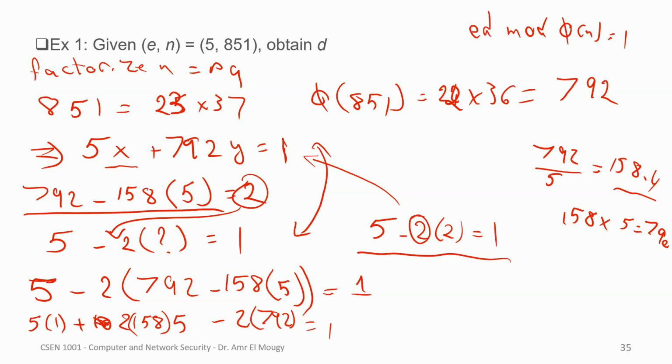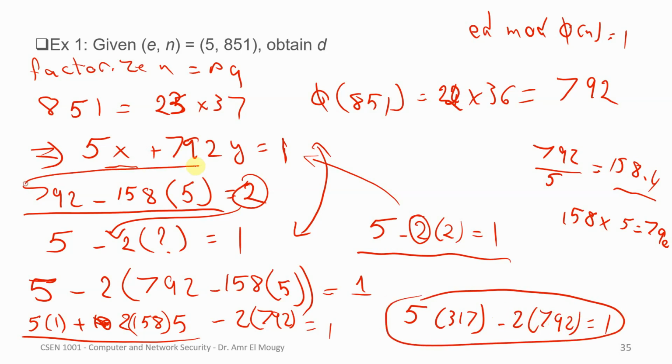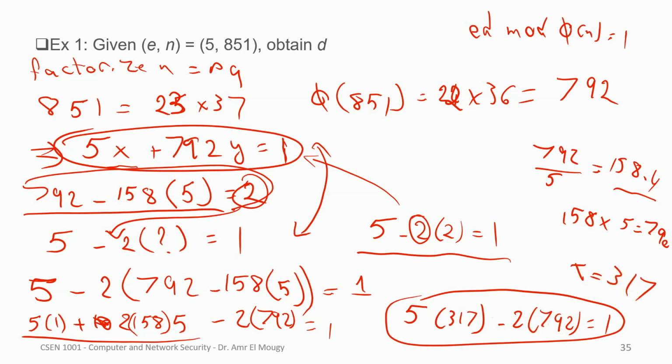Okay, if you do this addition and multiplication, you will actually get 5 multiplied by 317 minus 2 multiplied by 792 is equal to 1. Now compare this equation with this equation, and you will get that x is equal to 317. Okay, that's actually our goal. We want to write an equation, which is this one, that is similar to 5x plus 792y is equal to 1. Okay, let's go over this example again.